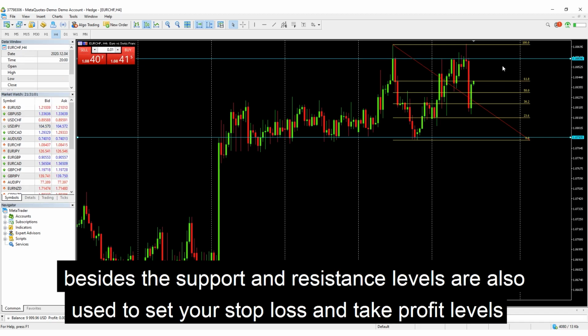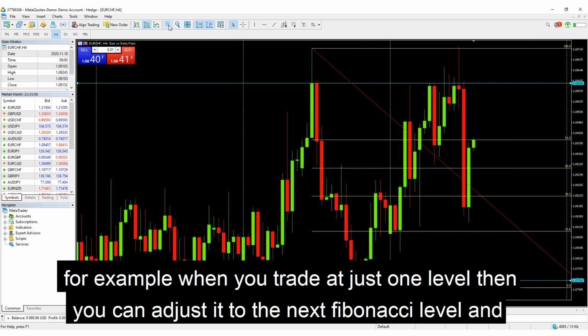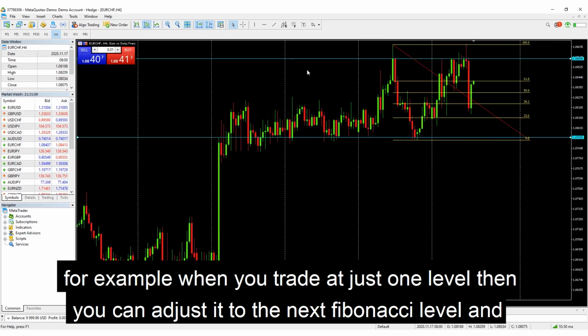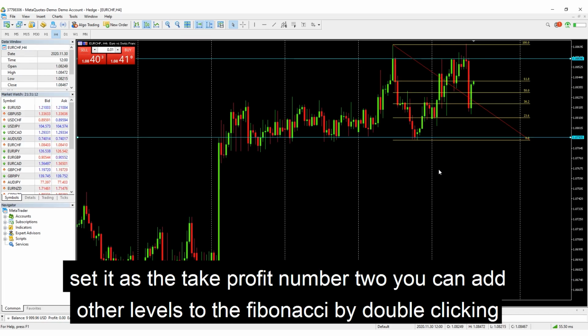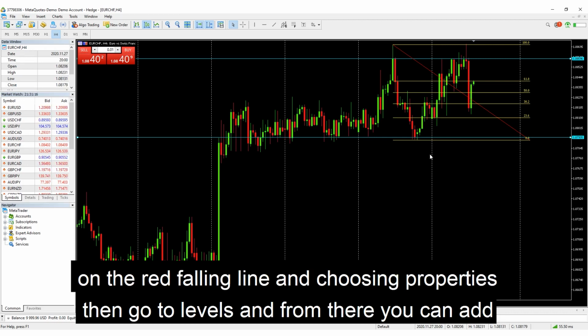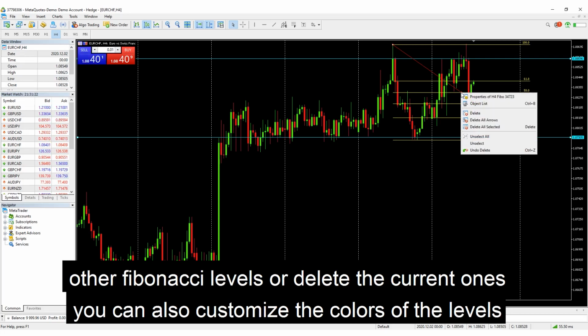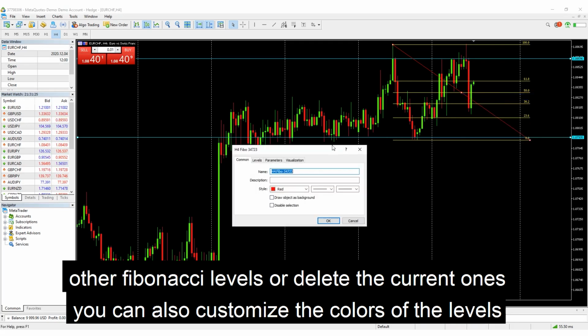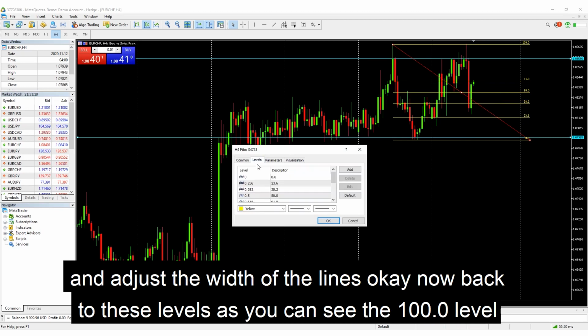Fibonacci levels, besides the support and resistance levels, are also used to set your stop loss and take profit levels. For example, when you trade at just one level, then you can adjust it to the next Fibonacci level and set it as the take profit number 2. You can add other levels to the Fibonacci by double-clicking on the red falling line and choosing Properties. Then go to Levels, and from there you can add other Fibonacci levels or delete the current ones. You can also customize the colors of the levels and adjust the width of the lines. Okay, now back to these levels.